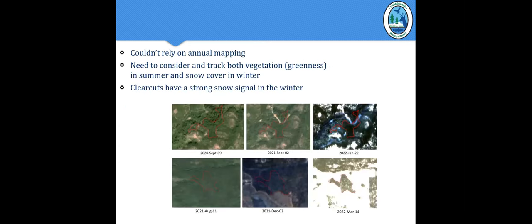So we couldn't rely on annual mapping. You know, if the minister comes to us and says, we need to find out what was cut in the month of June, previous to this year, we couldn't tell them anything about that. But now we have a few tools developed and in place to actually answer those questions. And so we need to consider both tracking vegetation in the summer, which we do with NDVI, and snow cover in the winter, because clear cuts have a strong snow signal in the wintertime. As you can see here, we can track these polygons pretty much monthly, or even with greater temporal frequency than we've ever had in the past. So next slide, please.